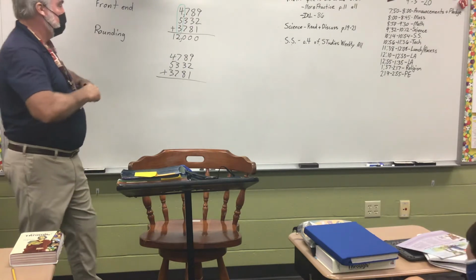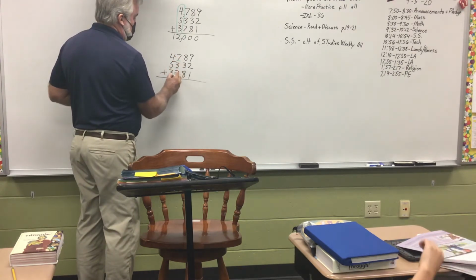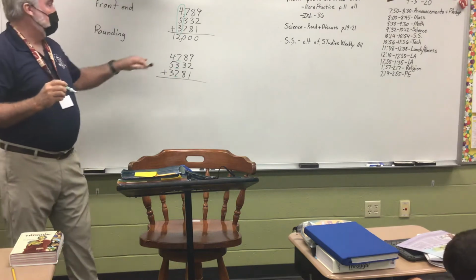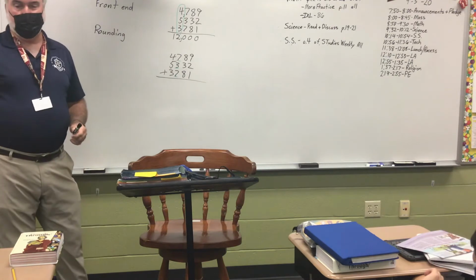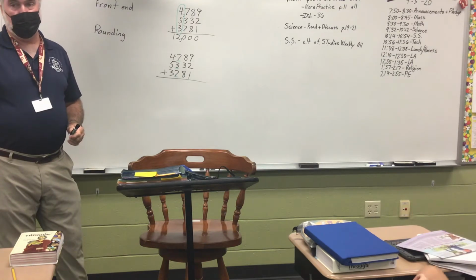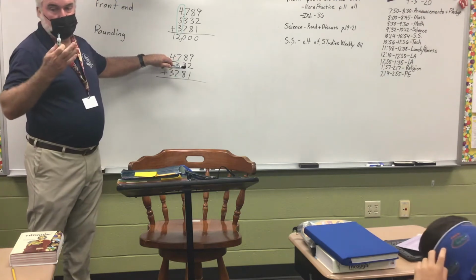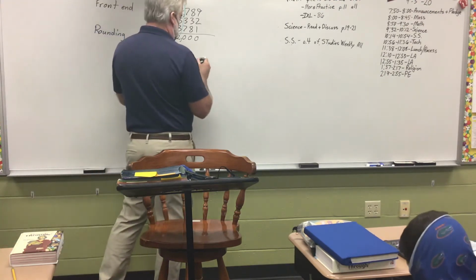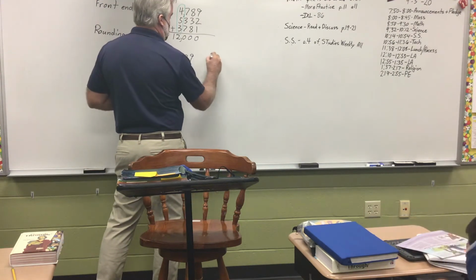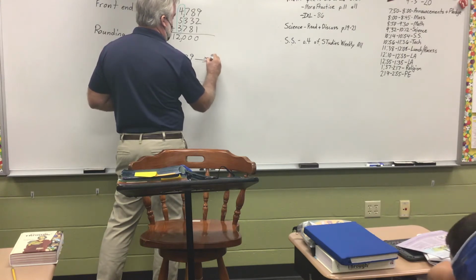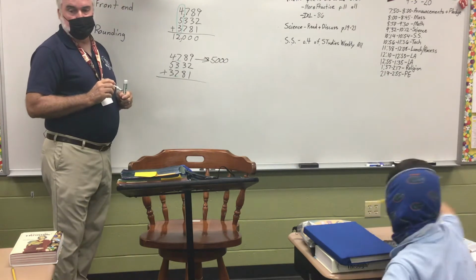Rounding. You're going to look at this number, but this one is going to tell you what you're going to do. In other words, because this is a 7, and 7 is 5 or above, that means you're going to round this one up. All of a sudden, that rounds to 5,000.